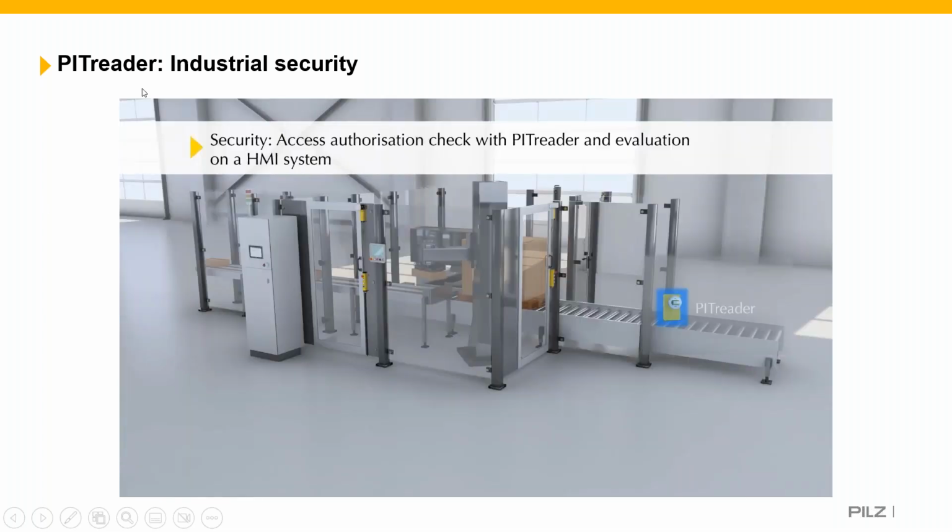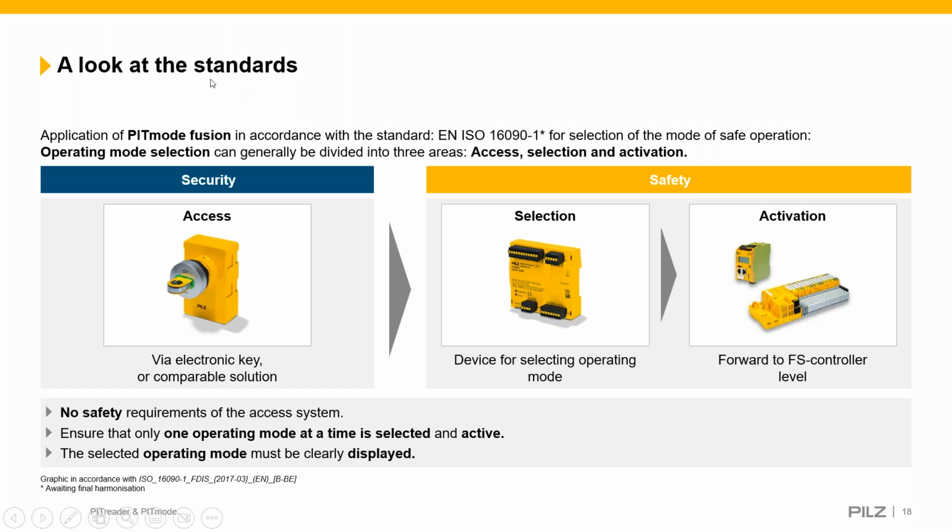So if we take a look at the standards, the application of PIC mode fusion in accordance with the standard EN ISO 16090 Part 1, which is a machine tool standard, is for safe selection of the mode of safe operation. An operating mode selection can generally be divided into three areas: access, selection, and activation. Access is what we class as security, and that's via electronic key or a comparable solution. We then have the safety, which is selection, a device for selecting the operating mode. In this case, it's our keypad or third-party keypad and our safe evaluation unit.